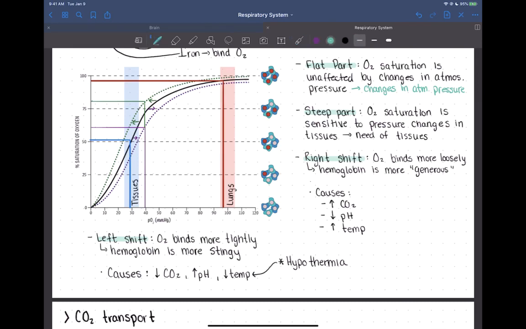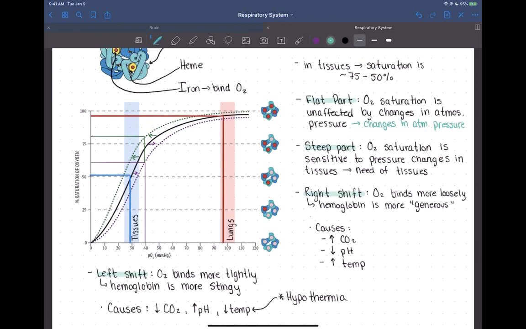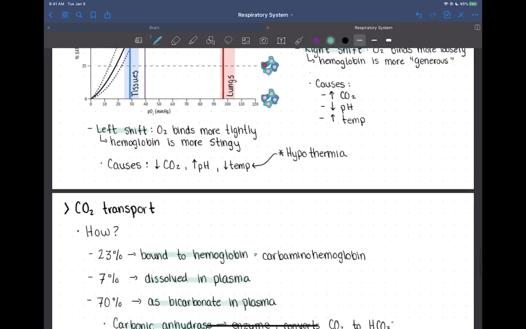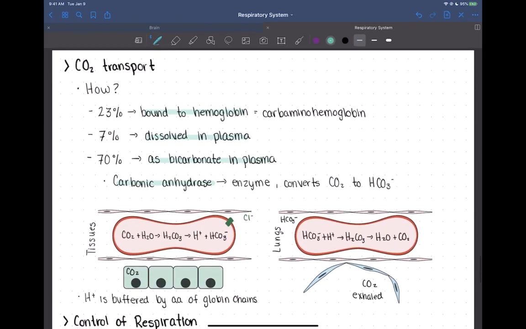So that's oxygen transport and the oxygen saturation curve. You should know each of these things: what the flat part means, the steep part, and understand the right and the left shift. Our exams don't include pictures, so you won't see a picture of this graph, but we'll definitely talk about it and ask conceptual questions about it. Now let's talk about CO2 transport.